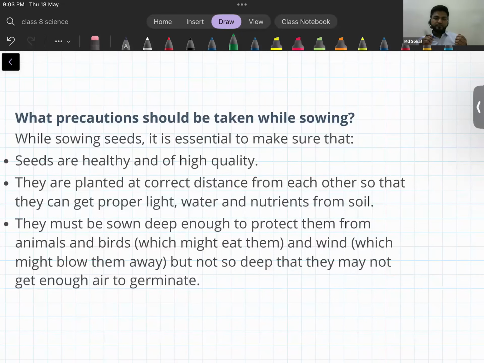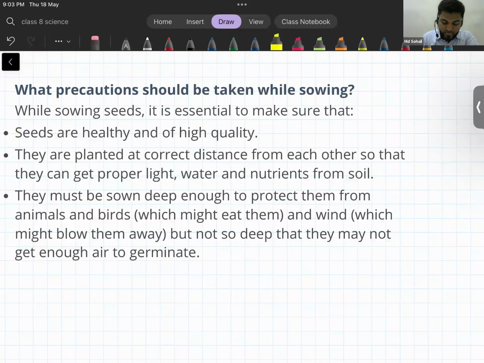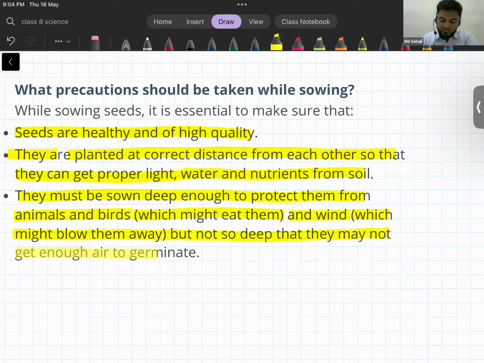Okay, so here are some important lines given here. Read them. Seeds are healthy and of high quality. Now read the second paragraph here. They are planted at a correct distance from each other so that they can get proper light, water, and nutrients from soil. They must be sown deep enough to protect them from animals and birds which might eat them, and wind which might blow them away, but not so deep that they may not get enough air to germinate.